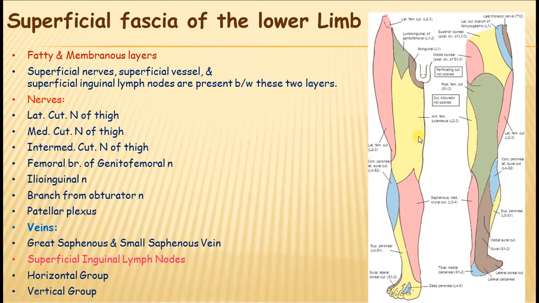Then in the leg, it is mainly supplied by the common peroneal nerve. The medial part of the leg up to the ball of the great toe is supplied by the saphenous nerve. Then you have the superficial peroneal nerve, the sural nerve and the deep peroneal nerve. That is the anterior aspect. Posteriorly, the large area, the posterior part of the thigh, is supplied by the posterior cutaneous nerve of the thigh. Laterally, you are able to see the lateral cutaneous nerve.